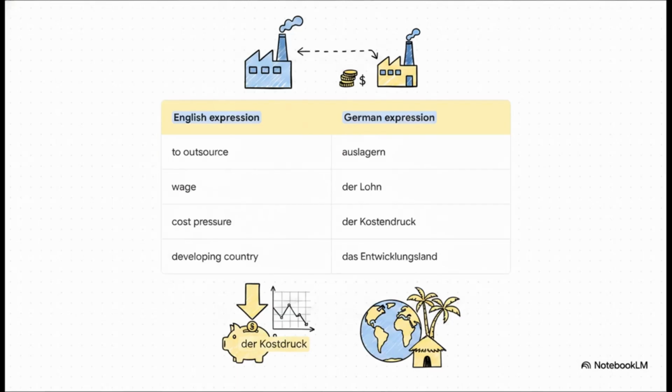And again, let's lock in the vocabulary for this. The verb to outsource is auslagern. This happens because the wage, or der Lohn, is lower somewhere else. Companies are always feeling that cost pressure, their Kostendruck, and that pushes them to move production to a developing country, or das Entwicklungsland. Trust me, you're definitely going to see these words on your test.